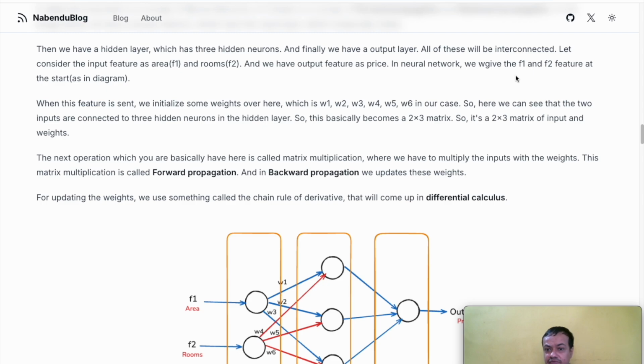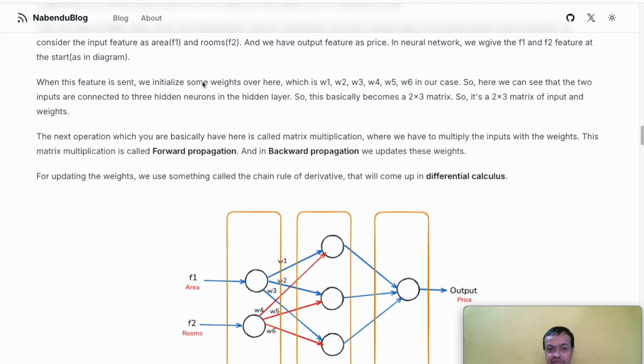In neural network, we will give the f1 and f2 features at the start as in the diagram. When these features are sent, we will initialize some weights over here, which will be W1, W2, W3, which are there in the hidden layer, W5, W6 in our case. So here we can see that the two inputs are connected to three hidden neurons. Okay, three hidden neurons. So this basically becomes a 2 by 3 matrix. What these matrix operations are, we are going to learn soon. So it is a 2 by 3 matrix of input and weights.